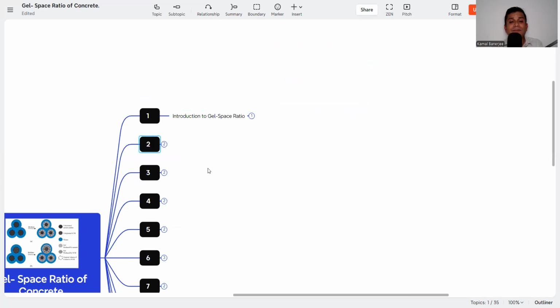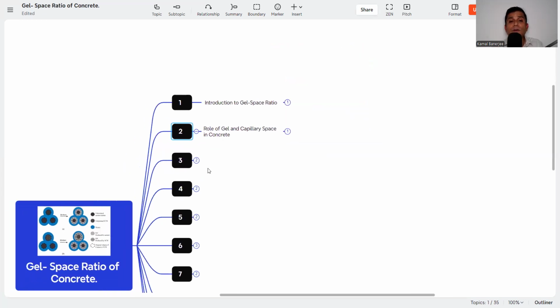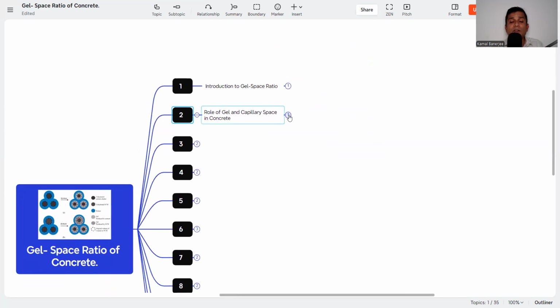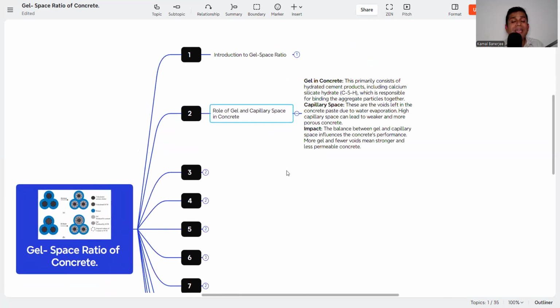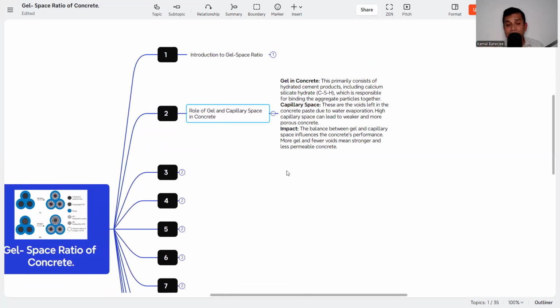The next is the role of gel and capillary space in the concrete. So we need to know why it is important. What is a gel? First, gel primarily consists of hardened cement paste products, including calcium silicate hydrate, that is C-S-H, that is responsible for binding the aggregate particles together. That means gel is the hydrated cement paste.